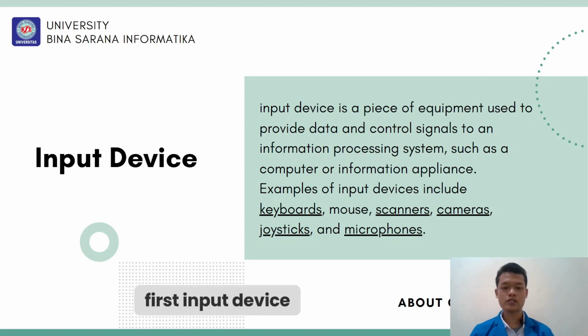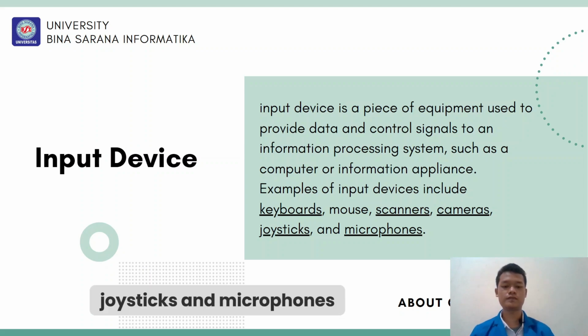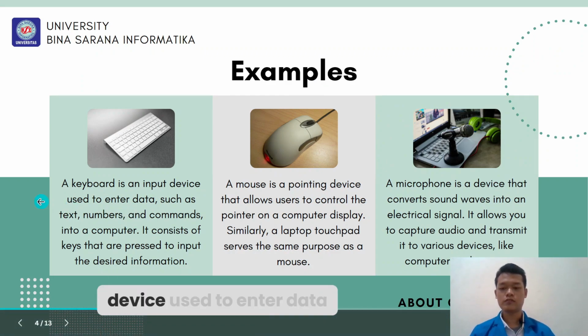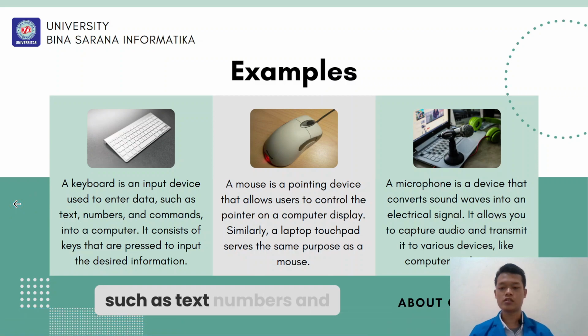First, input device is a piece of equipment used to provide data and control signals to an information processing system, such as a computer or information appliance. Examples of input device include keyboards, mouse, scanners, cameras, joysticks, and microphones. Here is the examples. A keyboard is an input device used to enter data such as text, numbers, and commands into a computer. It consists of keys that are pressed to input the desired information.